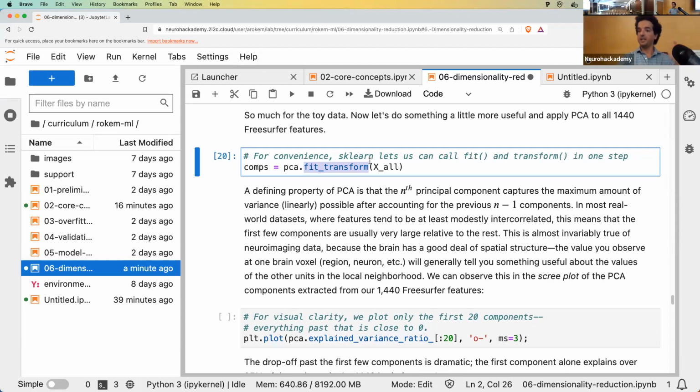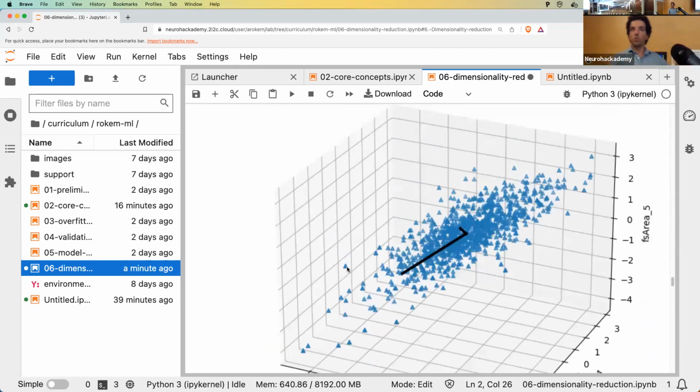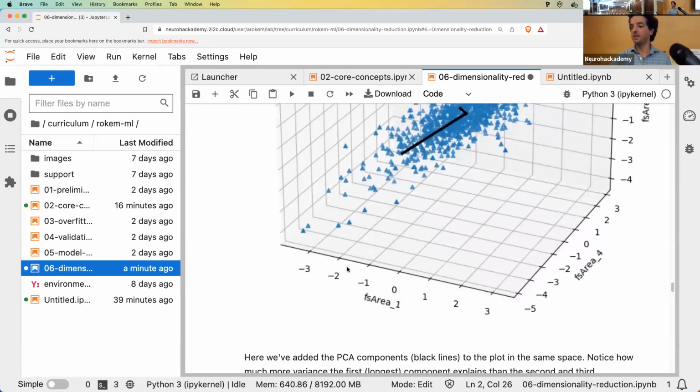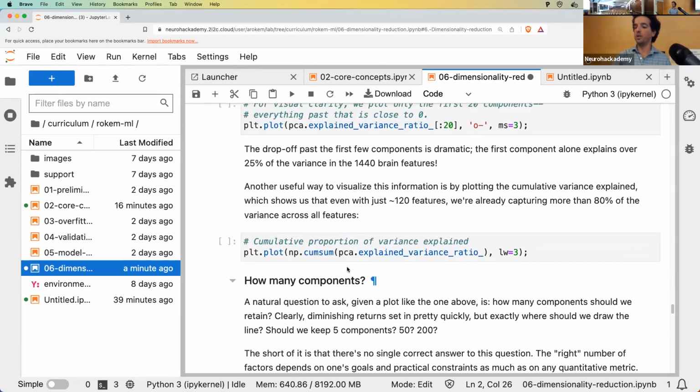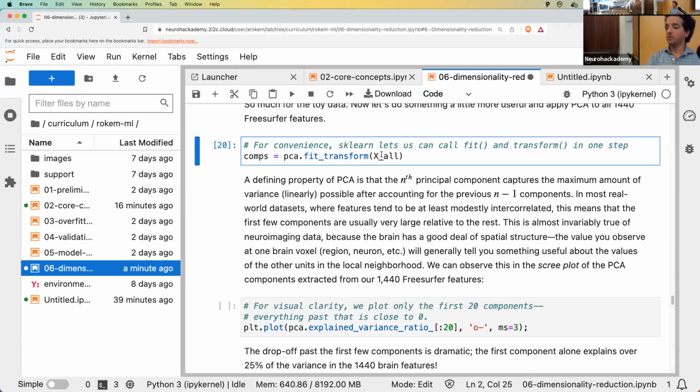You can think of that as taking your original axes and rotating them around. Now the question is, this point here, where does it sit on the first axis of this rotated set of axes? And so what we're doing when we're doing fit transform is taking the original data and moving it to this new space.